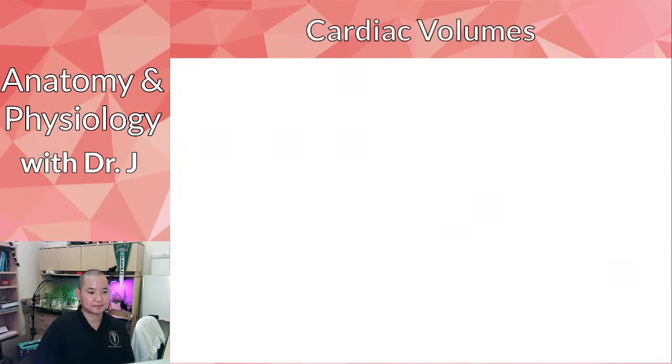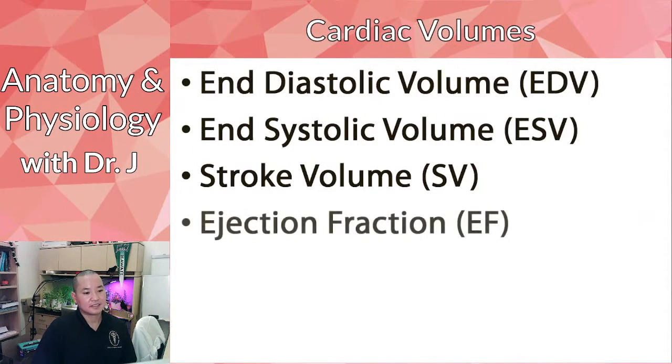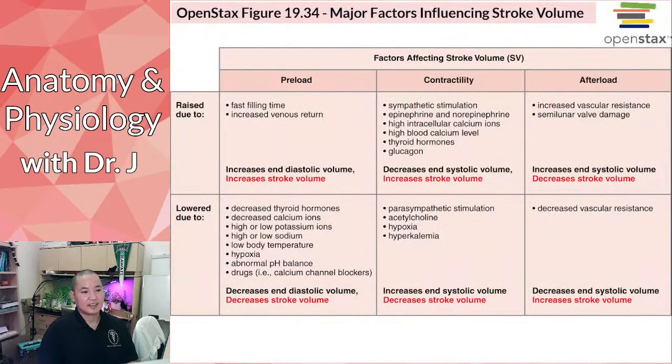in the body. These are the main ones I want you to know for this class: end diastolic volume, stroke volume, and ejection fraction. That's what I want you to know for this class, and I'll go over the rest very briefly. There are things that can affect stroke volume. Stroke volume isn't always constant.